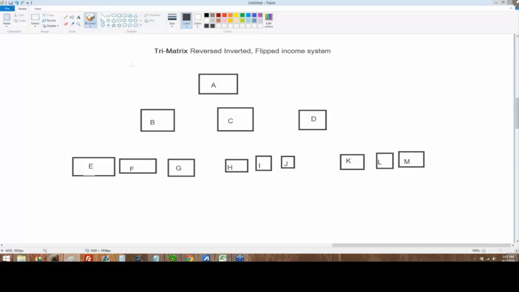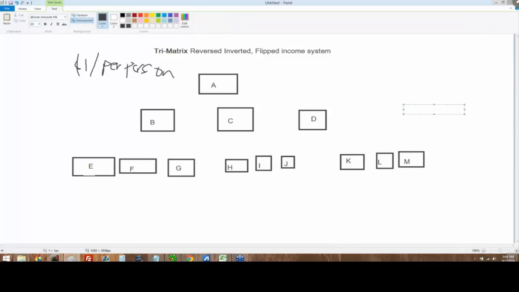A is going to get $1 per person in this matrix, regardless of who referred them. So A in this case is going to get $1, $2, $3, $4, $5, $6, $7, $8, $9, $10, $11, $12 right away per month per person.